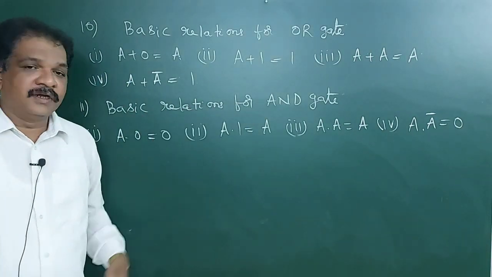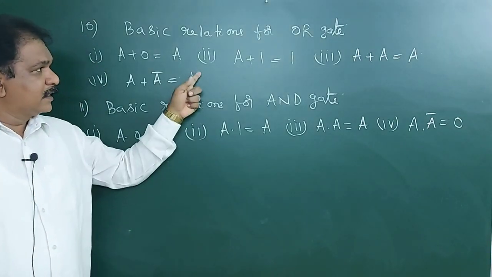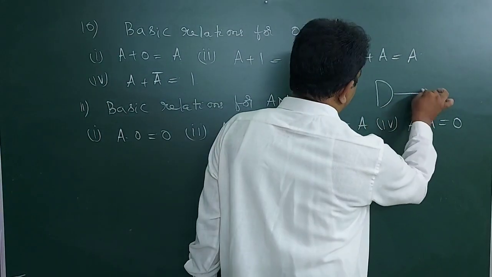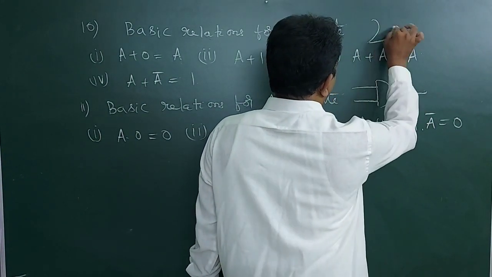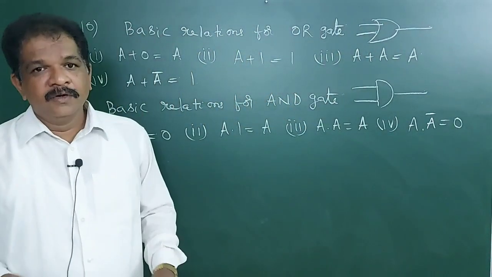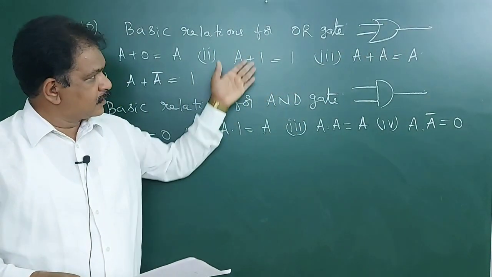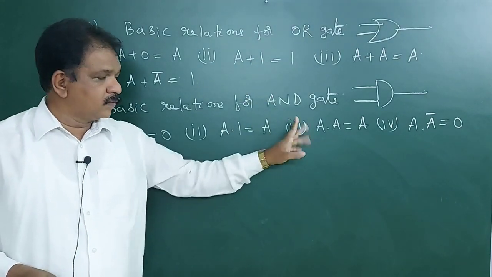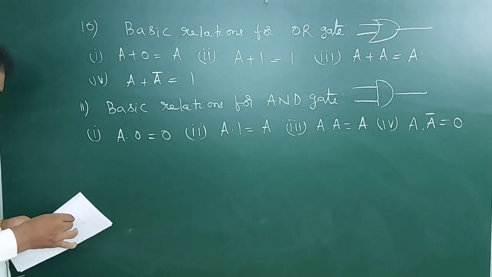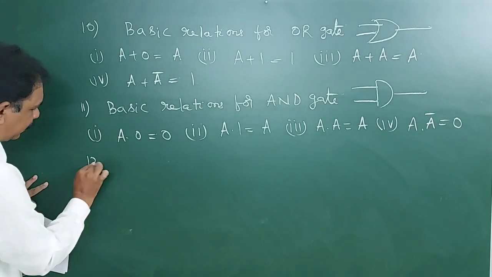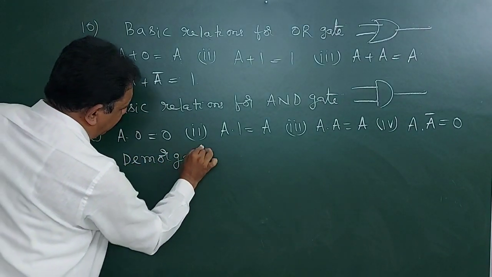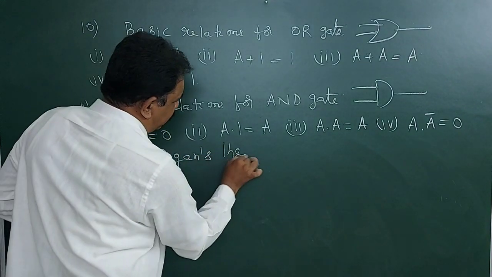Already you know the truth table and the symbol for the OR gate. AND gate symbol will be this one. OR gate symbol will be this one. All of you know about it, no need for all of that. Questions on these will be there in the examination. Next, De Morgan theorems we will write. With that, this formulas part will be complete.